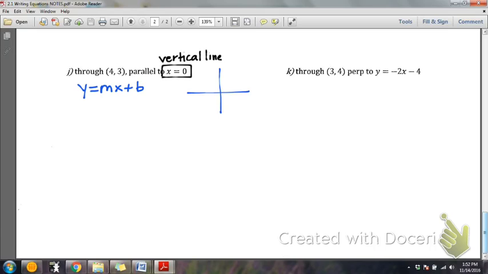At x equals 0. So when x is 0, this is the line. So if we're going to draw one that's parallel and it's going through the point 4, 3, let's just plot what that would look like. 4, 3. So it has to hit this point, but it's also going to be parallel, which means it's going to be what kind of a line? It's also going to be a vertical line.